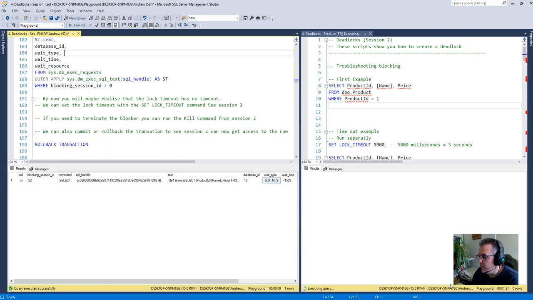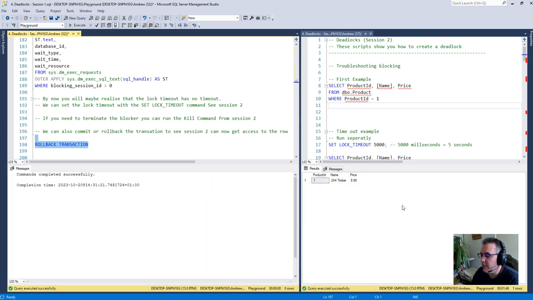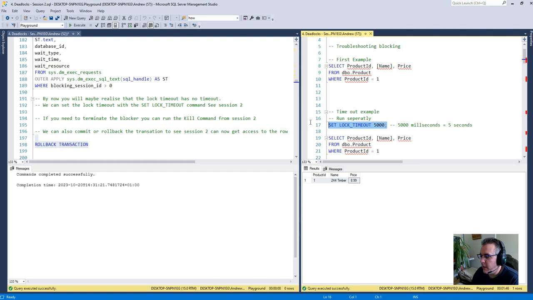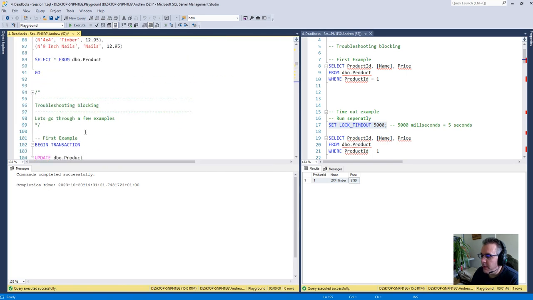But by now you'll maybe realize this just runs, doesn't it? By now you'll maybe realize that the lock timeout has no timeout. We can set a timeout with the set lock timeout command. So as soon as I roll back, this will then be able to get the lock, and it does, it returns. Let's just do the set timeout. So this time I will run that statement again.